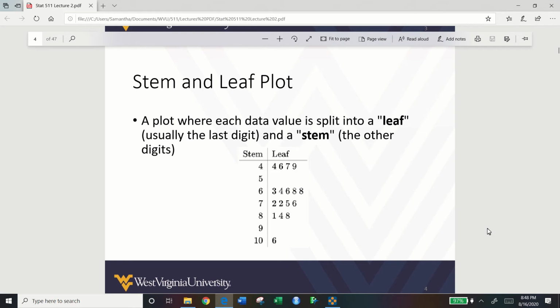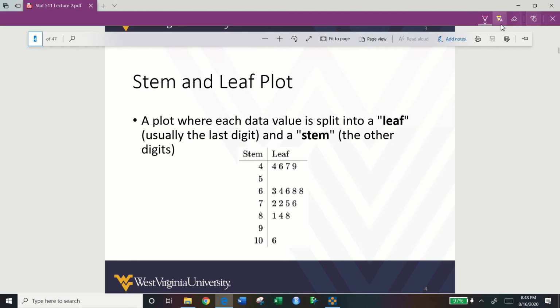Now, usually the stem is the most superior digit, but in the sense of if we were having, say, the number 44, the stem is, in this case, the 40s. The leaves are each of the ones place values.